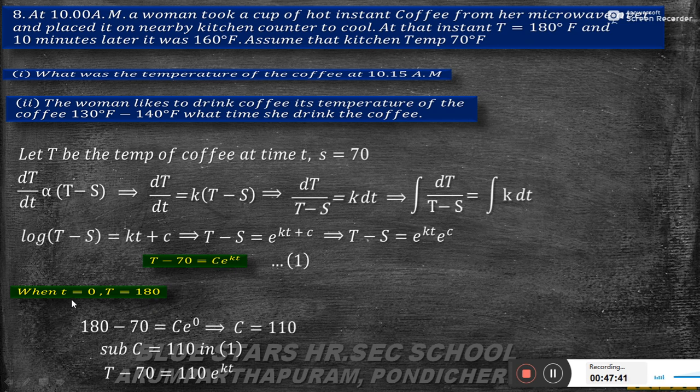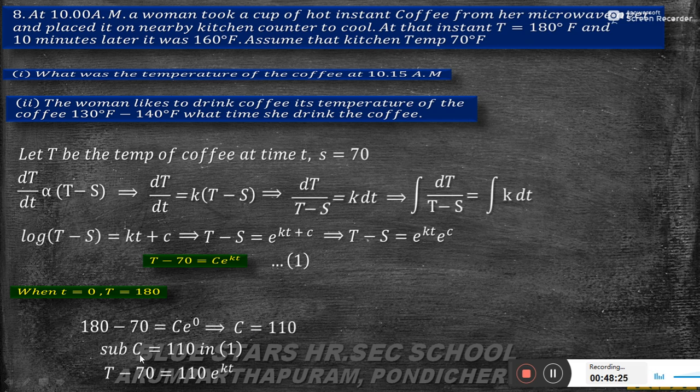Now I take t equal to 0 minutes. The coffee temperature is 180 degrees Fahrenheit, because they give that the coffee temperature is 180 degrees Fahrenheit, and after 10 minutes it comes to 160 degrees Fahrenheit. So the starting coffee temperature is 180 degrees, which I represent by capital T. Therefore small t equal to 0 and capital T equal to 180. I substitute: 180 minus 70 equals C into e power 0. The e power 0 is 1, so C equals 180 minus 70, which means 110.